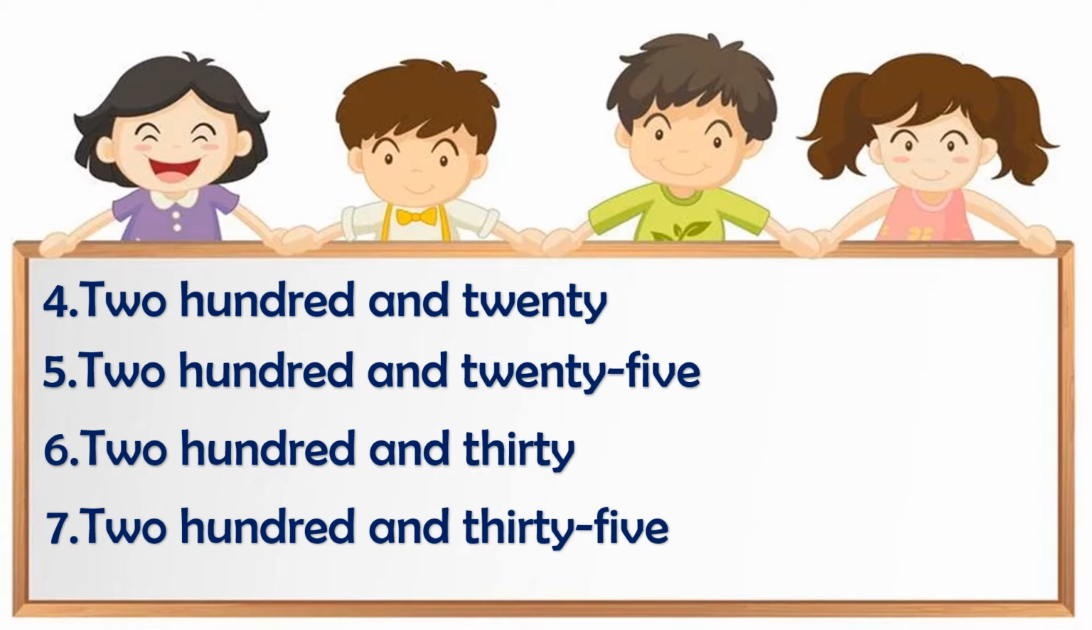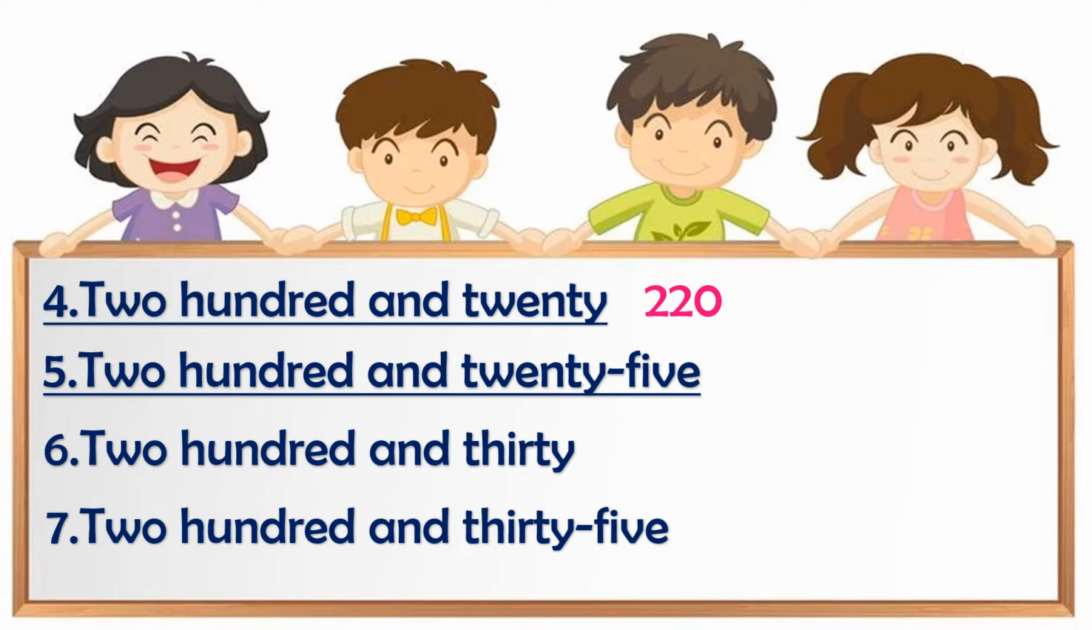Vocabulary number 4 is 220. When you write 220, it is like this: 2, 2, and 0. Number 5 vocabulary is 225. When you write 225 in number symbols, you can write like this: 2, 2, and 5.